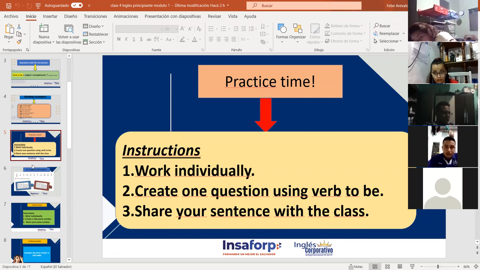Now, listen, everyone. In here, we finished with this part. Bravo if you already know how to use verb to be, which I hope you do. How to use it in affirmative and how to use it in negative and how to use it in questions, right? Now, let's move on.